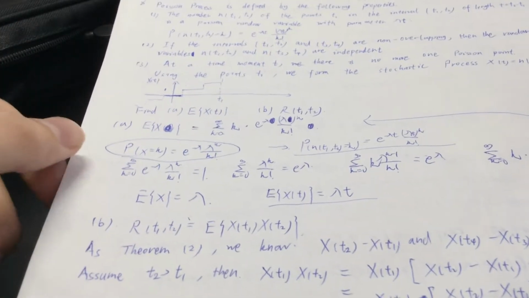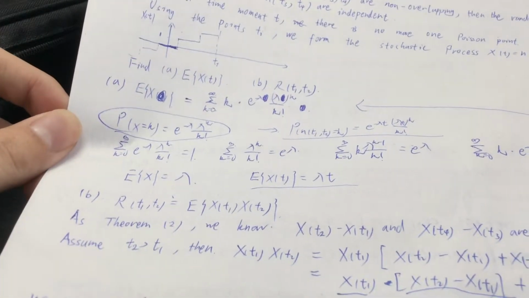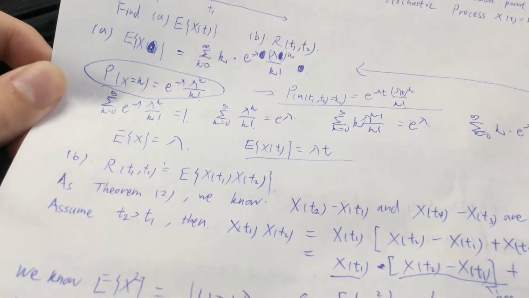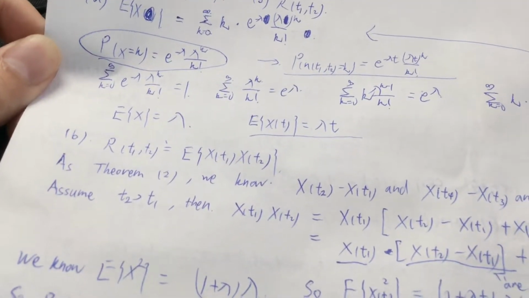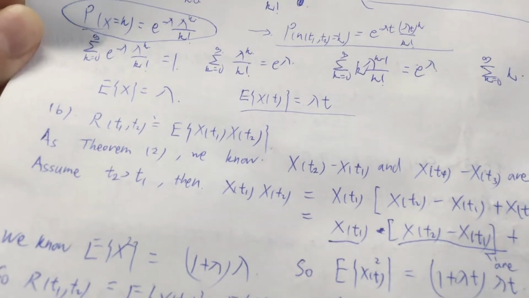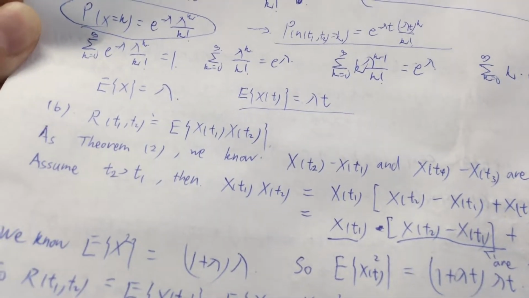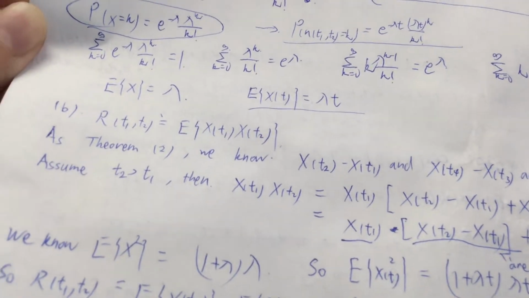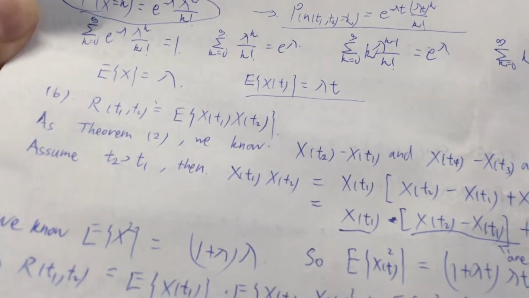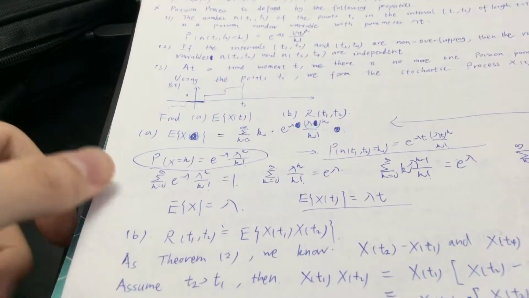So hello everyone, this is probability and stochastic processes homework 7, question 8. In this question, it has two different parts. In the first part, it requires us to find the mean of X(t).